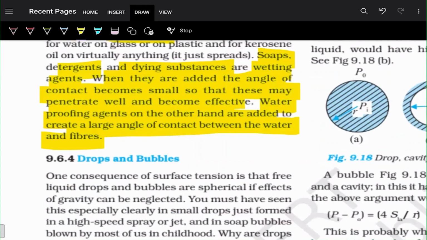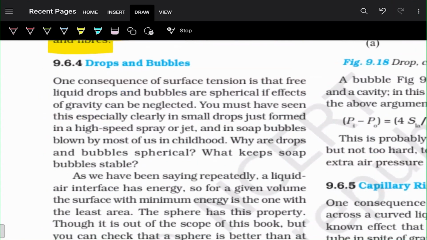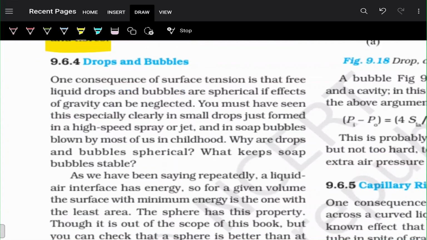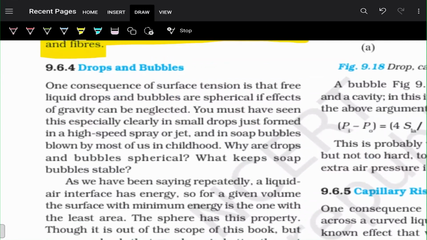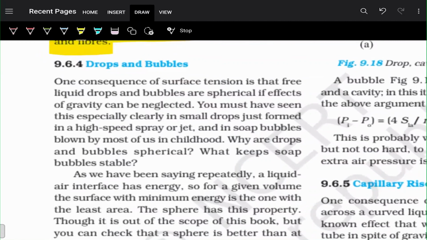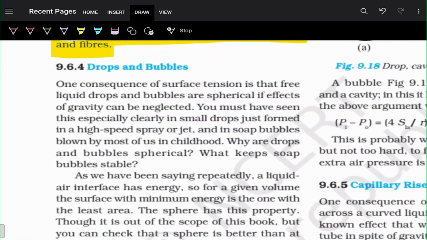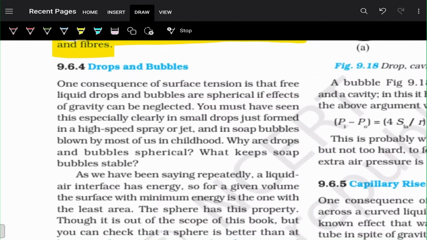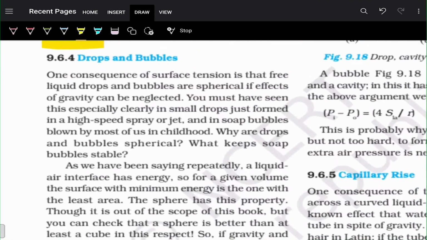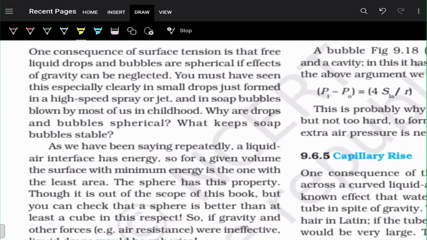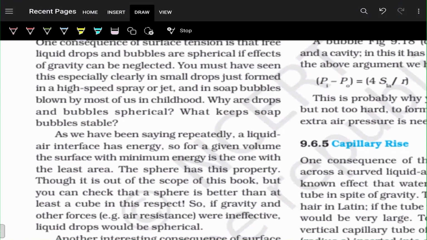bubbles. See, one consequence of surface tension is that free liquid drops and bubbles are spherical, if effects of gravity can be neglected. You must have seen this especially clearly in small drops just formed in a high-speed spray or jet. Correct? Why are drops and bubbles spherical? What keeps soap bubbles stable?